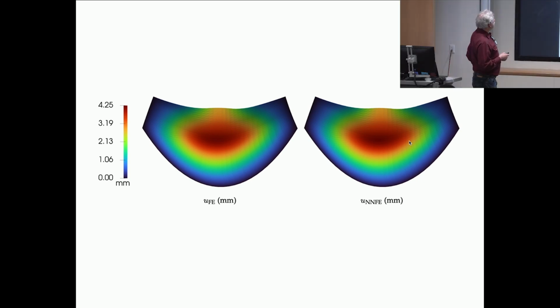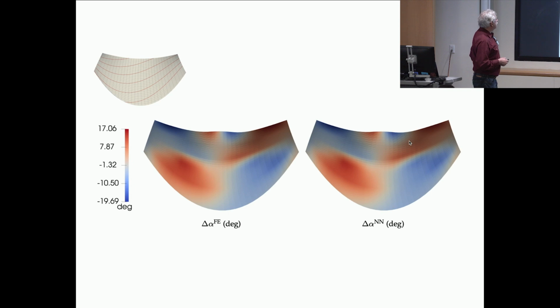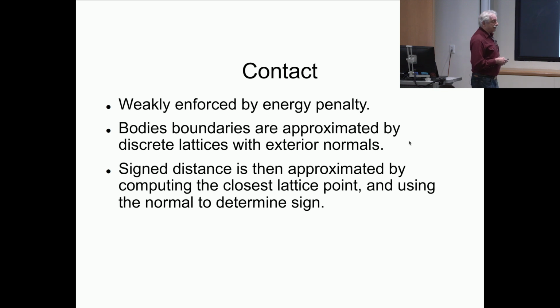Here's an example of a tri-leaflet valve being loaded, and these are the displacements with a conventional finite element and the neural network. It's quite nice, very close. We can also change the fiber structure of the leaflet and have all these perturbations. It's really nice. We then had to add contact.